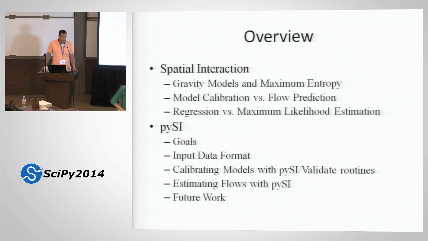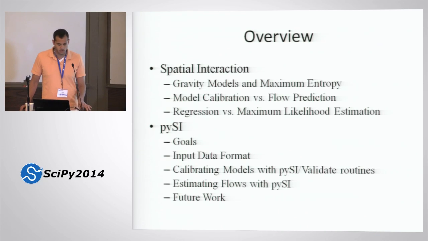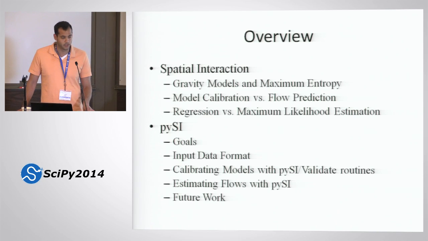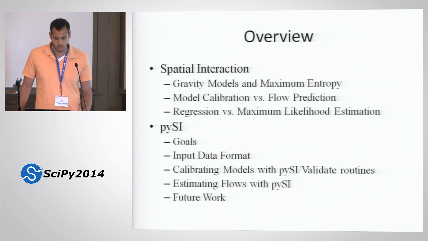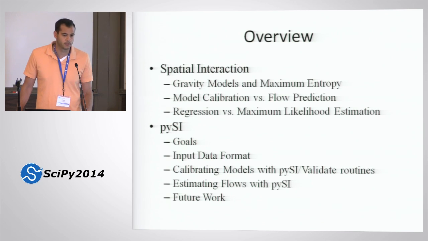I'll distinguish between model calibration and flow prediction, so two main uses of these models. And I'll talk about the most common methods for calibrating the models, regression and maximum likelihood estimation. And then I'll talk about the code that I wrote, pySI for pySpatial interaction. I'll talk about the goals, the input data format. I'll do some examples on calibrating models and how I validated the routines, and then I'll show how you can use the software as well to estimate flows and talk about some future additions.